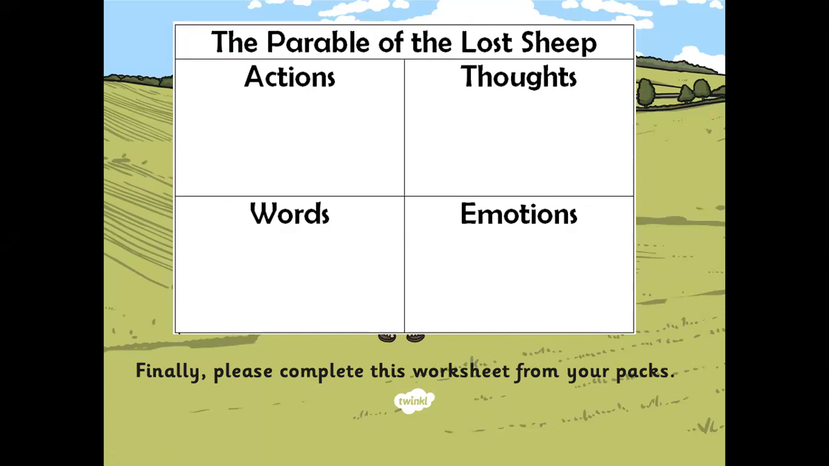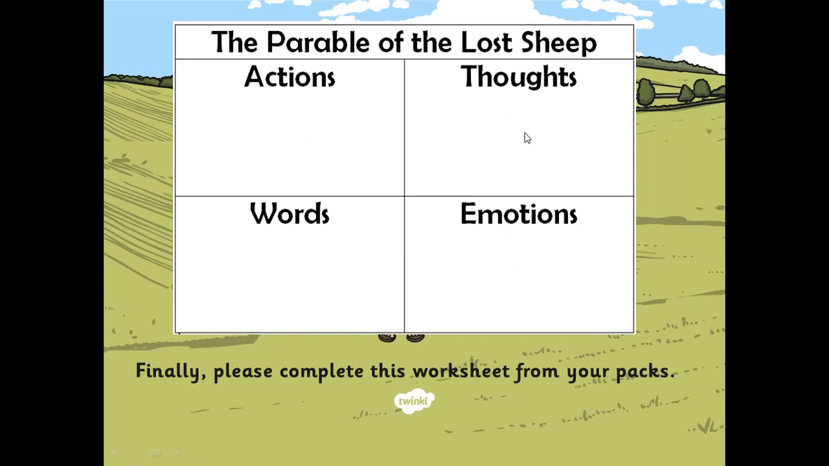So finally, in your packs, you have a diagram like this. The title at the top is the story, the parable of the lost sheep, and then you've got 4 boxes, one entitled actions, one entitled thoughts, another one words, and another one emotions. And so that I know that you've really thought about the story and you can really remember the details of it, in each box could you write what are the actions, what takes place? What might be the thoughts of the shepherd? Could you put those into words?